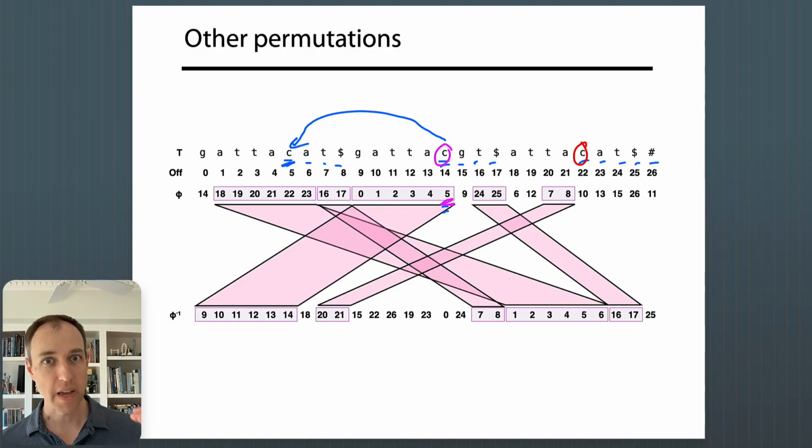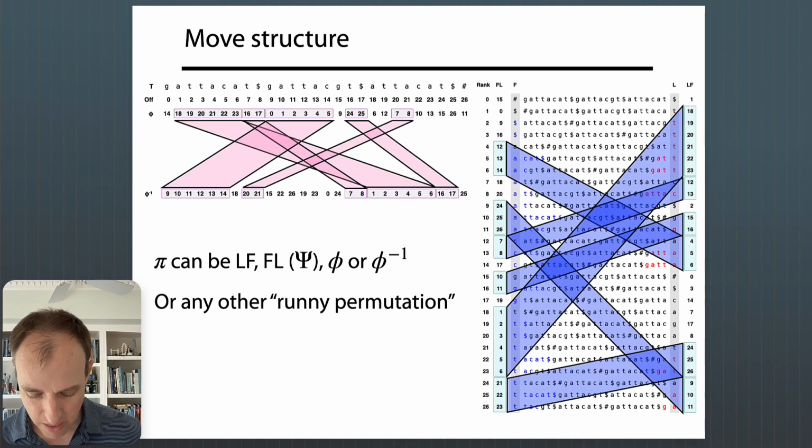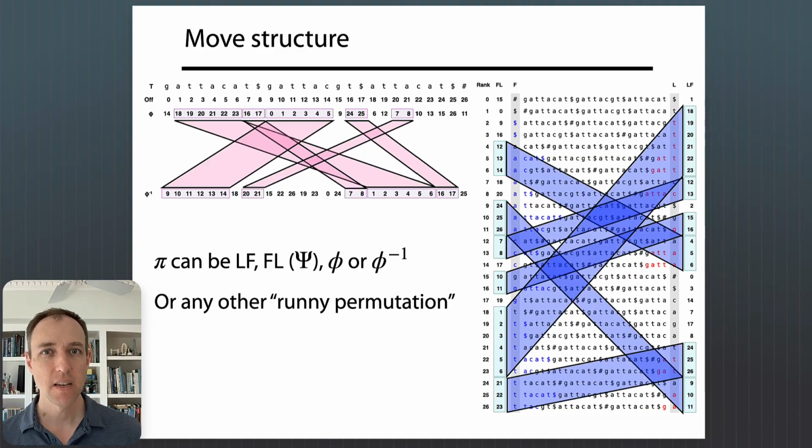Okay? So the phi function and the inverse phi function, if we wanted to apply the move structure to execute the phi function, we could do it. The phi function is a runny permutation. Its inverse is also a runny permutation. So if we wanted to represent the phi inverse function, we could. And so the permutation that we represent with the move structure could be any of a variety of permutations that we sometimes use in pattern matching with compressed full text indexes.